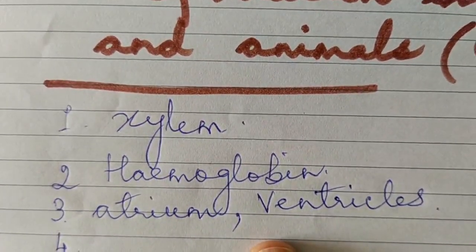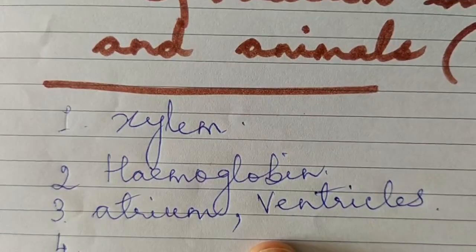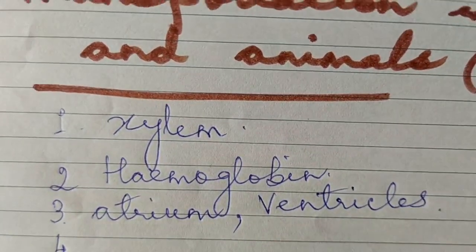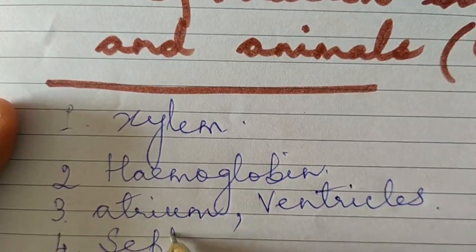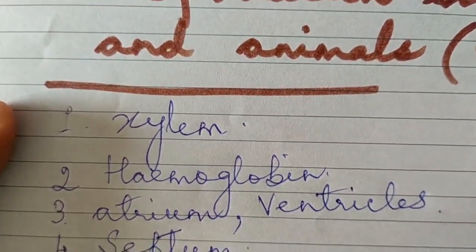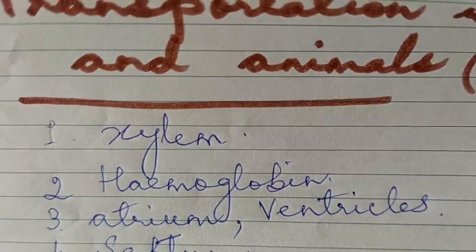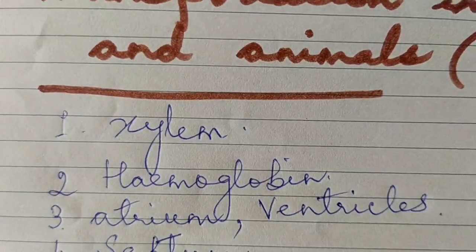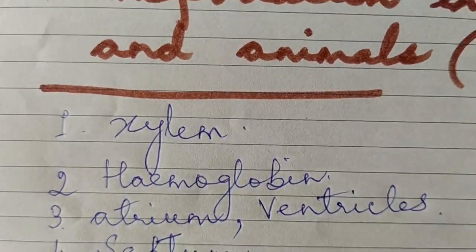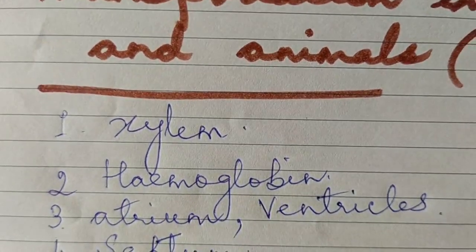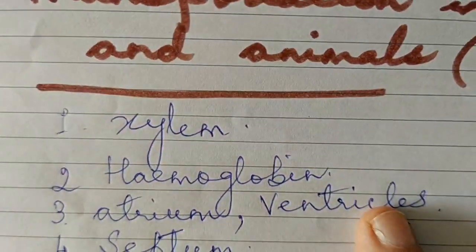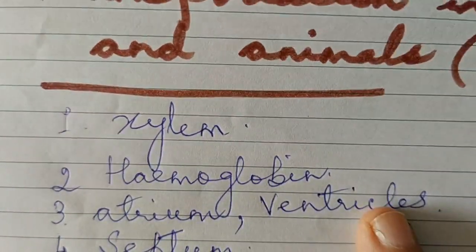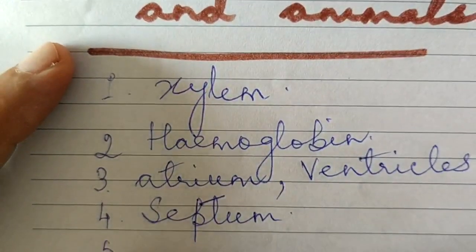Fourth one: dash is the muscular wall that divides the heart lengthwise. It is septum. Septum is the muscular wall which divides the heart into two chambers, the lower and upper, lengthwise. And fifth and last: the excretion in unicellular plants and animals takes place through diffusion. It is diffusion.